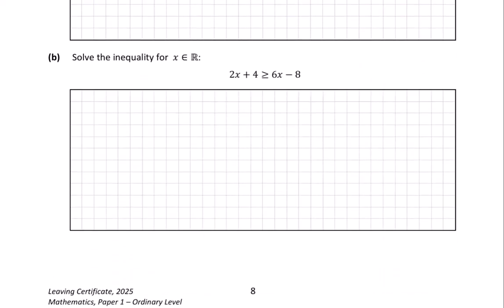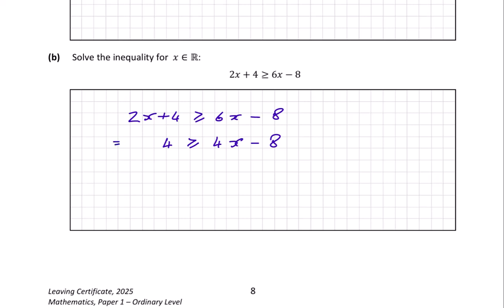Solve the inequality. So we have 2x plus 4 greater than or equal to 6x minus 8. What I'm going to do is take the 2x and bring it over to the other side. In other words, I'm going to subtract 2x from the left-hand side to leave me with just 4. I'm going to subtract 2x from the right-hand side. So 6x minus 2x is 4x, and I have minus 8 there as well.